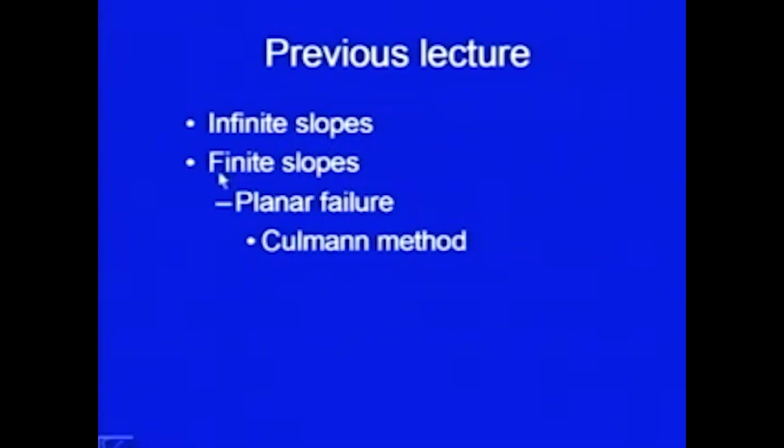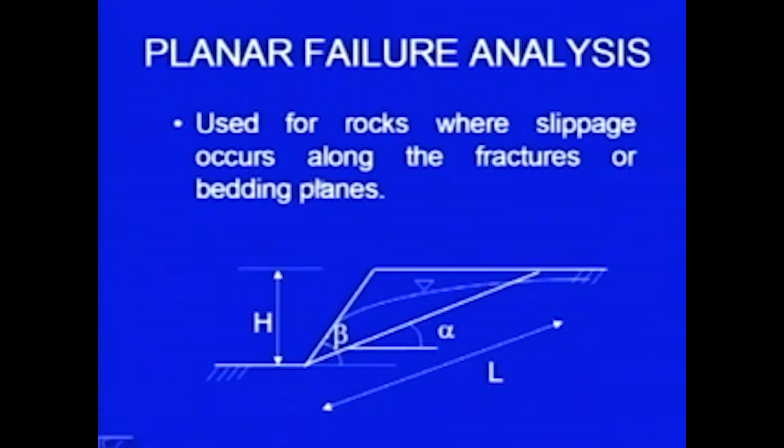After that, we had started discussing the finite slopes. Generally, finite slopes means those slopes which have a small extent; they are man-made structures. We were discussing the planar failure. We have already discussed Culmann's method, and we are proceeding with the same topic now, planar failure analysis. This analysis, as we did it last time, is used for rocks where slippage occurs along the fractures or the bedding planes.